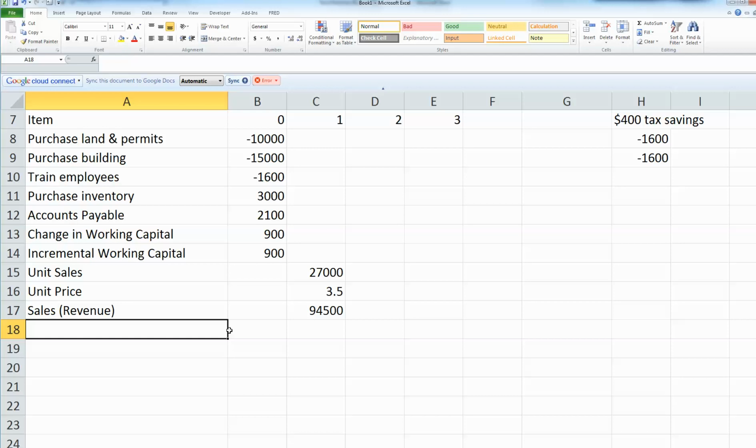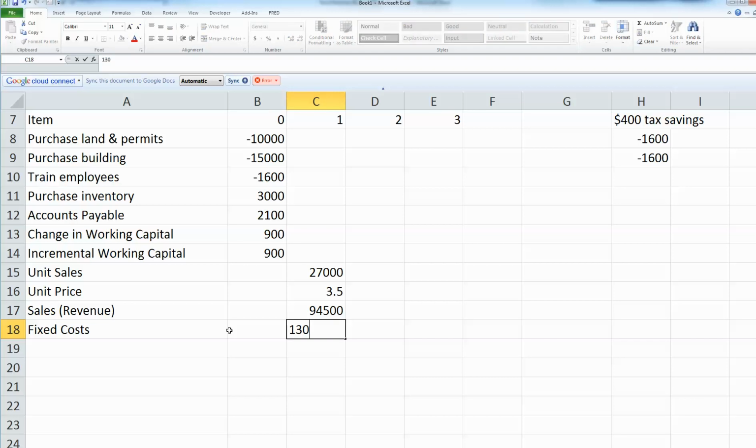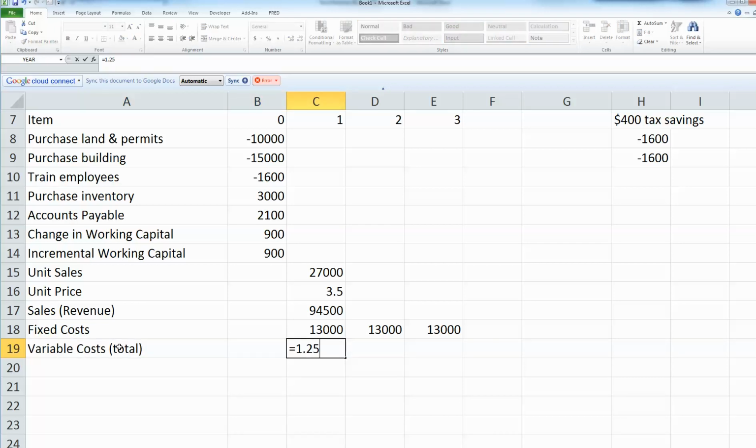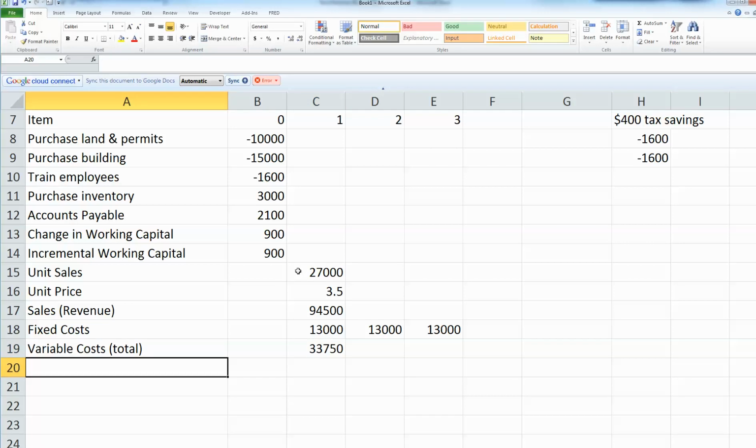Fixed costs are expected to be $13,000 a year, starting in year 1. So I am just going to copy that across through years 1 and 2. And then it says variable costs are $1.25 an item. So it's going to be 1.25 times the total number of units I expect to sell, 27,000. So variable costs are $33,750.